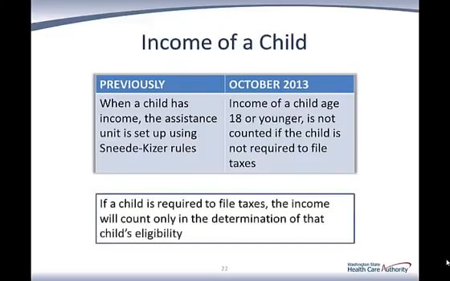Let's now review income of a child, another one of the eligibility elements that changed under the Affordable Care Act. Previously, when a child had income, the assistance unit was set up using Sneed-Kaiser rules. Sneed-Kaiser rules specified how the separate income of family members who were not financially responsible for other family members affected the medical assistance eligibility for other family members. As of October 2013, the income of a child, age 18 or younger, is not counted if the child is not required to file taxes. If a child is required to file taxes, the income will count only in the determination of that child's eligibility.